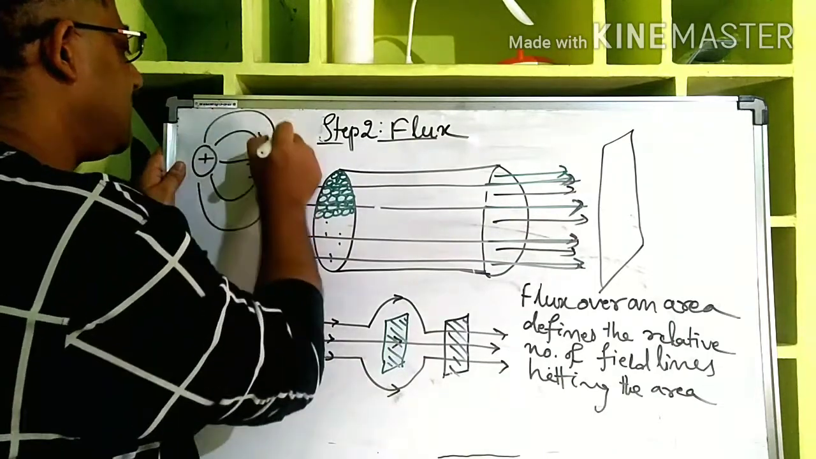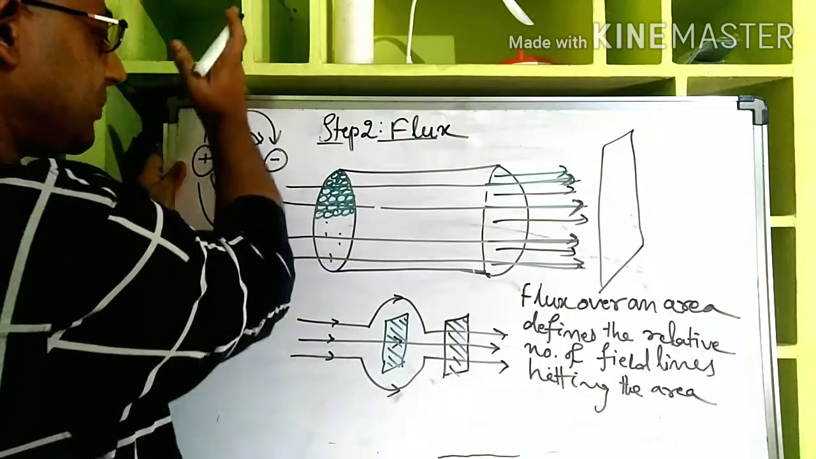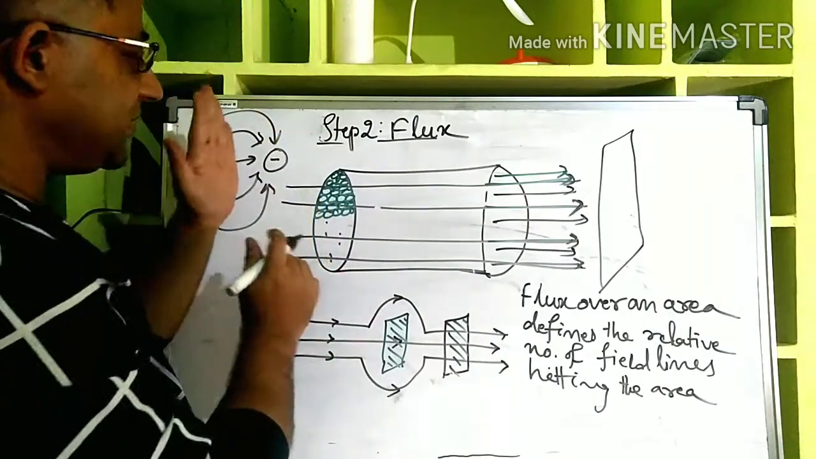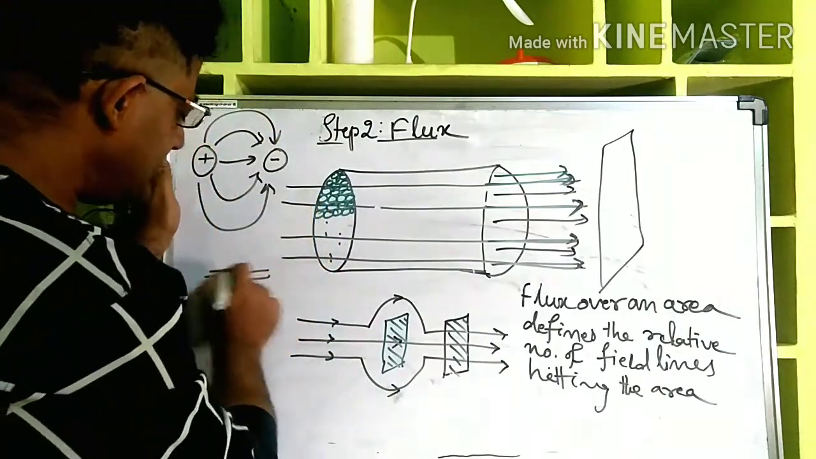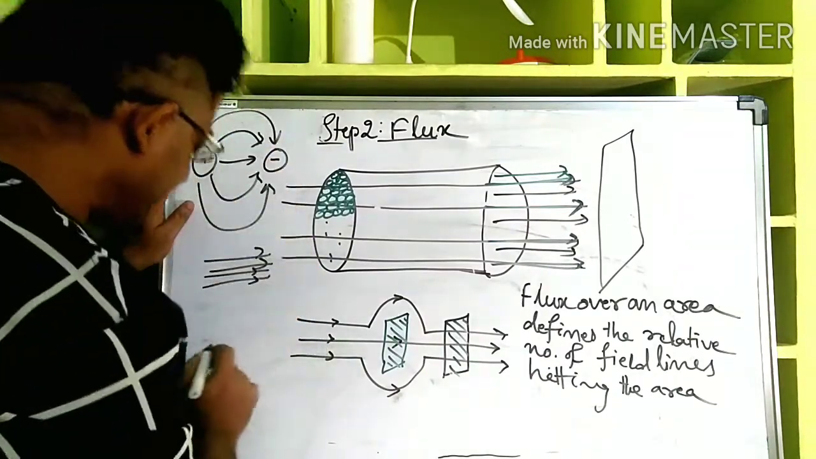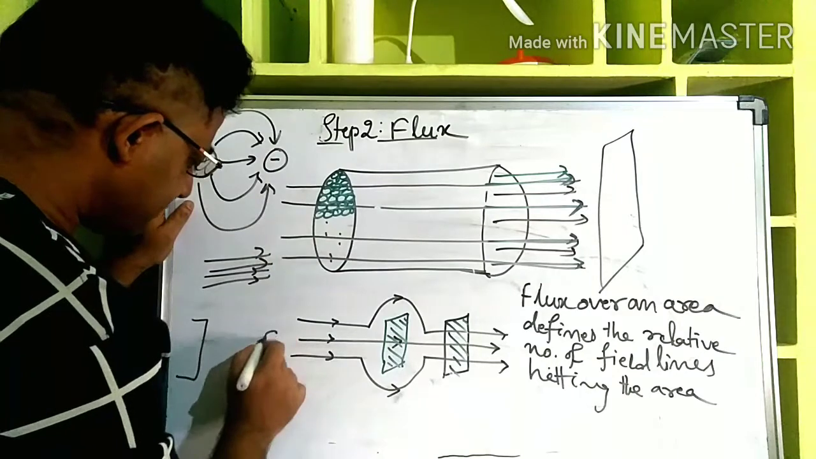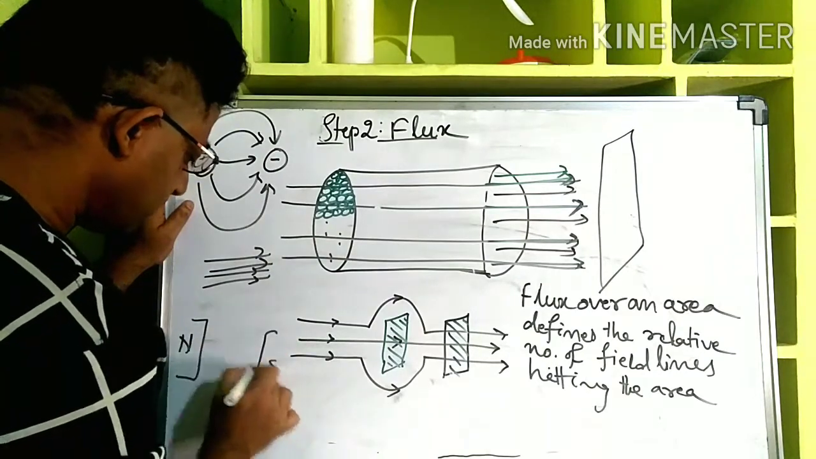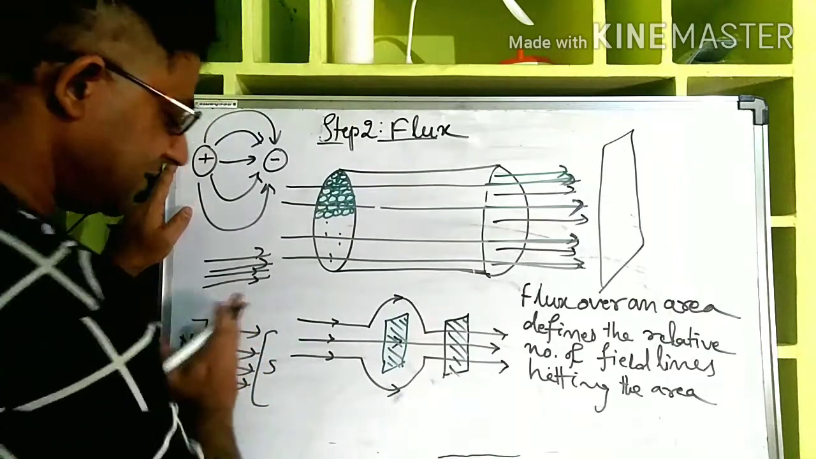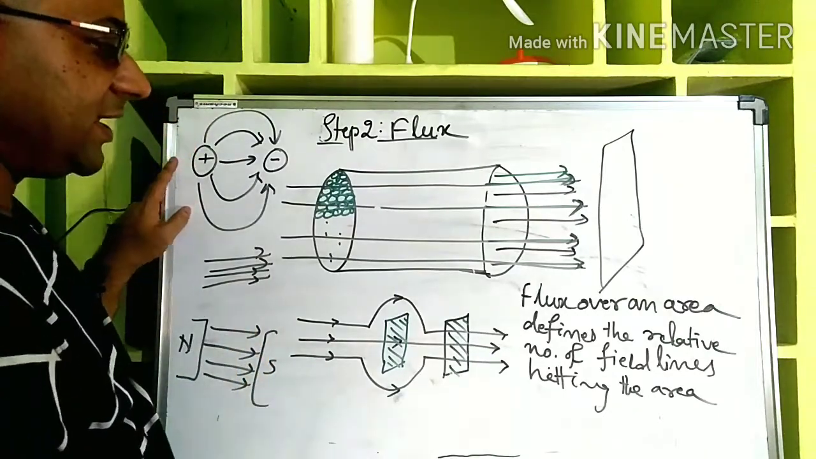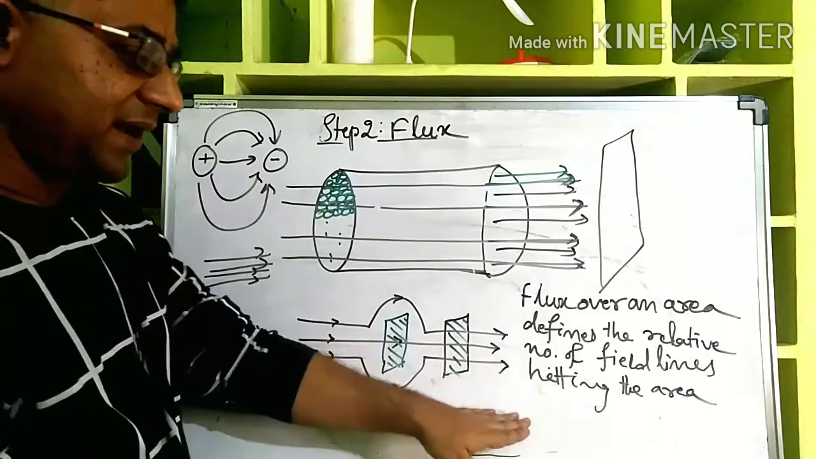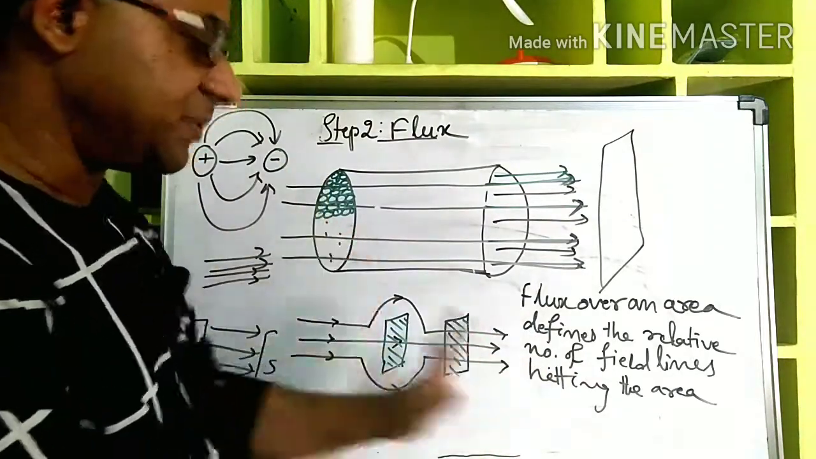Like this, it was from positive to negative, and at a particular point if you see, a huge number of crowded lines will be there, and we can consider them to be lines going parallel to each other. And a magnetic field line, you remember, is always from north pole to south pole, right? So for any field line, if you take some area, the flux over an area defines the relative number of field lines hitting that area, as simple as that.